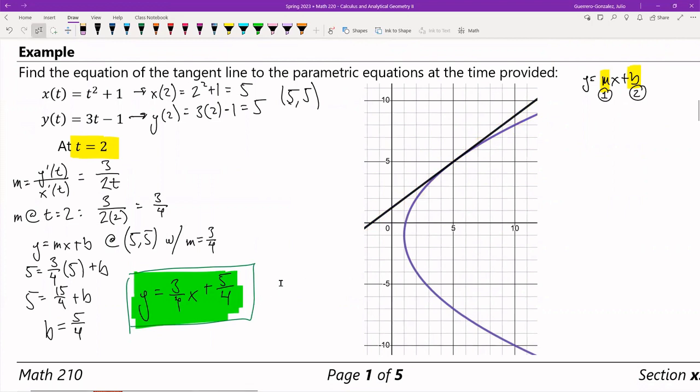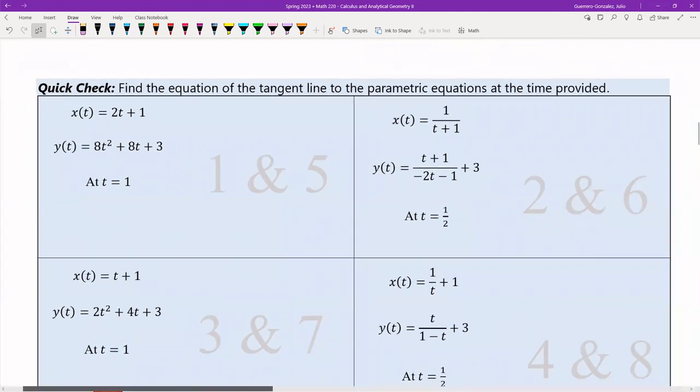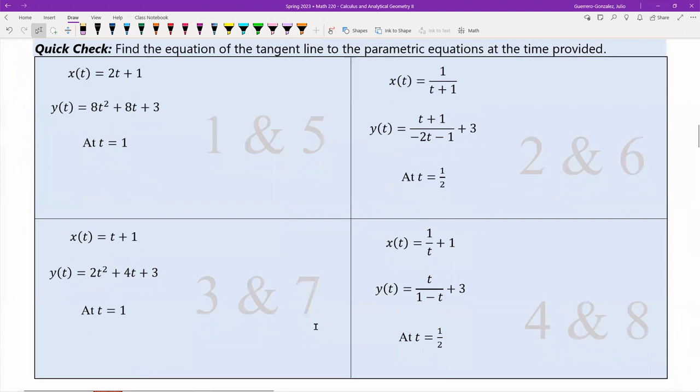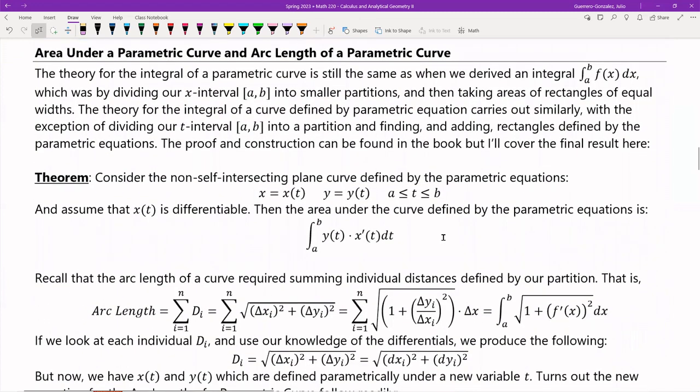Okay. So now what comes up for you guys is the same thing. So I want you guys to try it out now. For all of these, you're going to require really spicy versions of maybe product rule or quotient rule or power rule. I want you guys to find the equations at the times provided. Okay. So moving on. Now let's get to some heavier stuff.